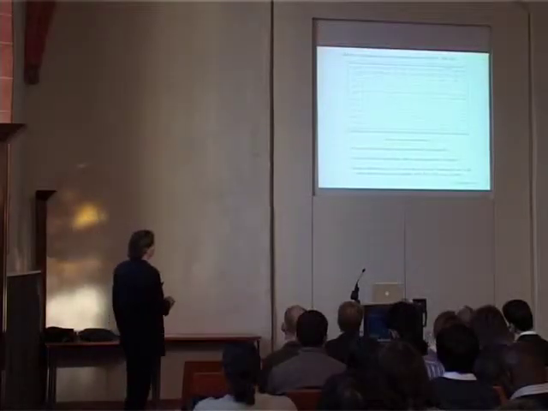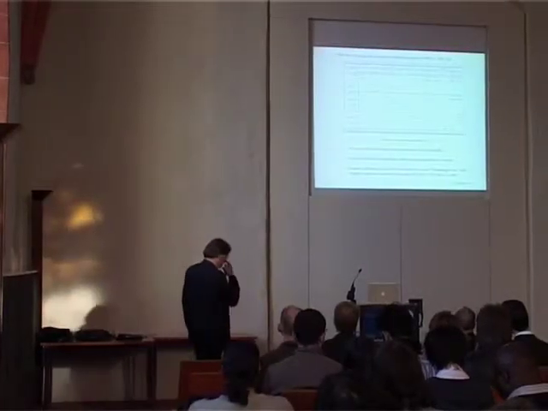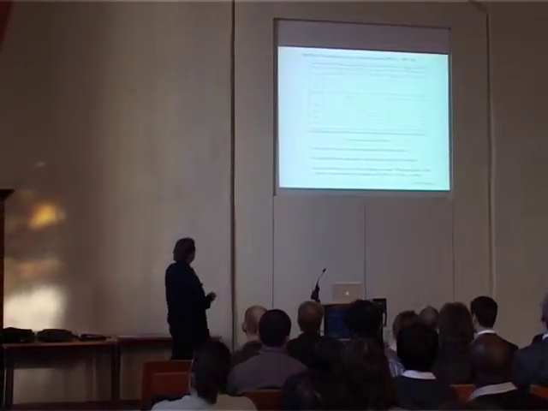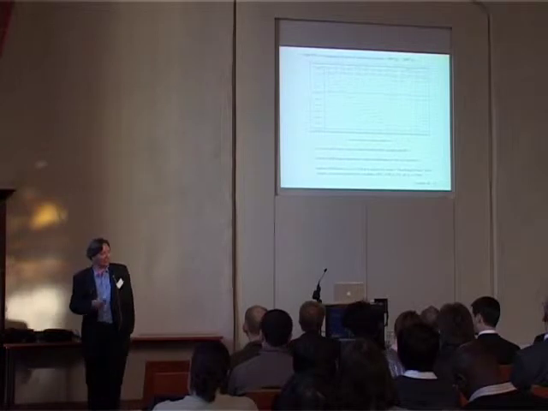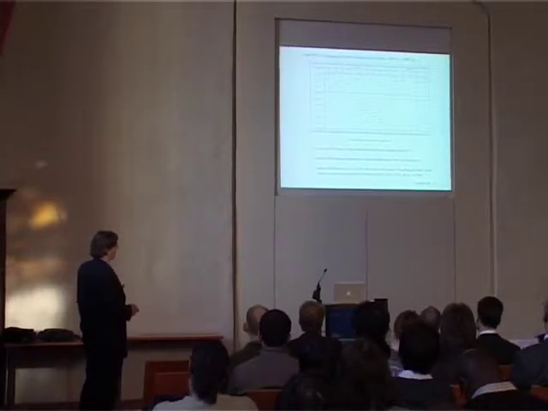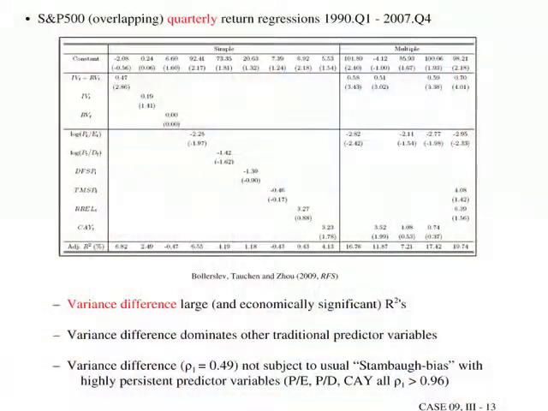That same phenomenon is not true for the variance difference, because even though the variance difference is a positively serially correlated process, it's not nearly as persistent as some of these other traditional predictor variables like the price-earnings and price-dividend ratios, and so forth, that all have first-order autocorrelation in excess of, as I say here, 0.96. The variance difference has a first-order autocorrelation of close to a half.